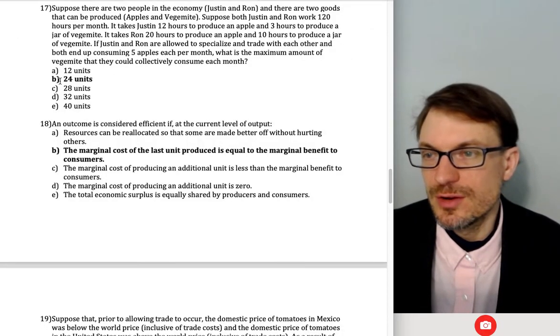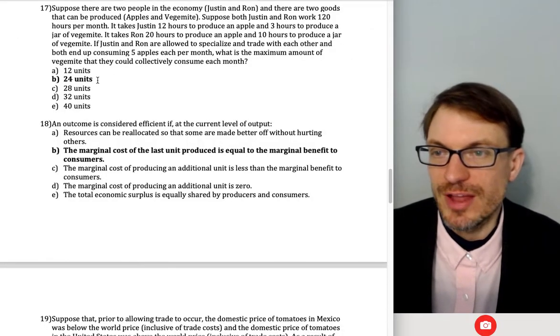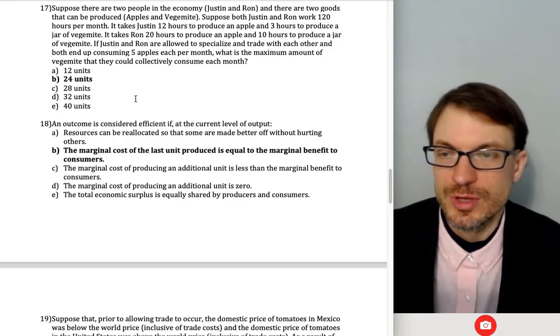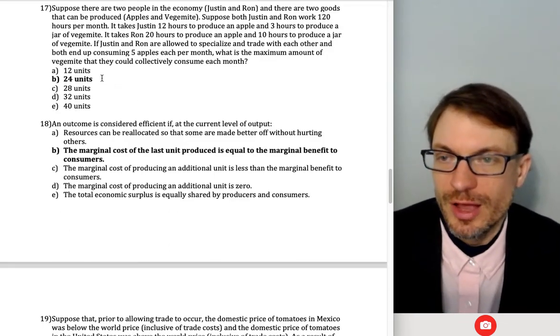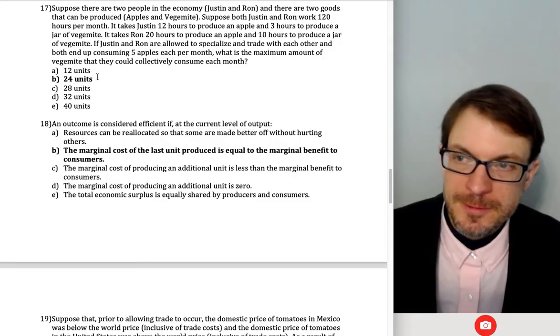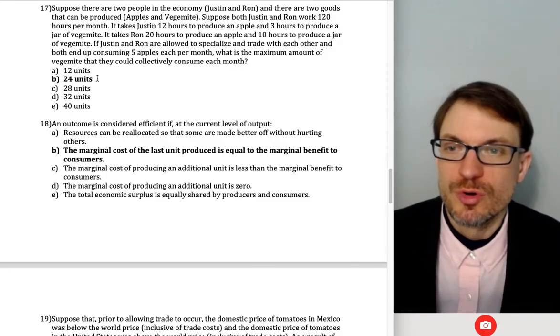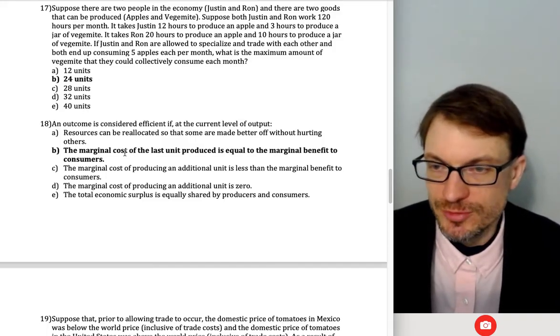And that's what's going on here. That's why 24 units of Vegemite is the most Vegemite we could consume, because we lost from the maximal amount of 40 that Justin could have gotten by specializing, because we required Justin's abilities to produce apples.